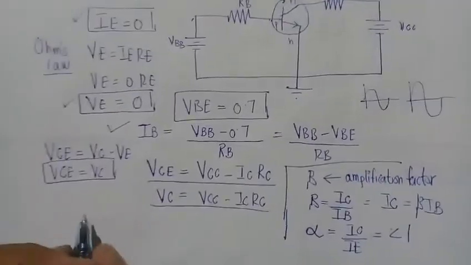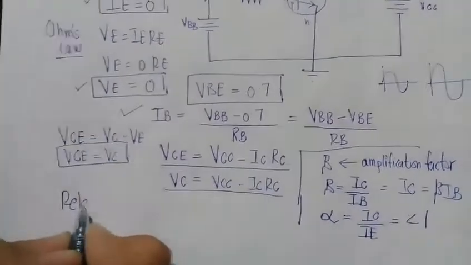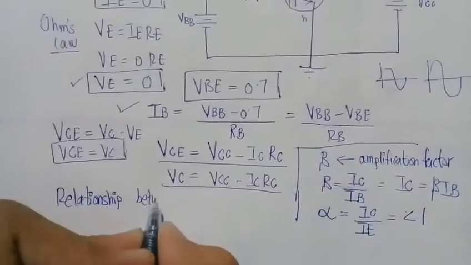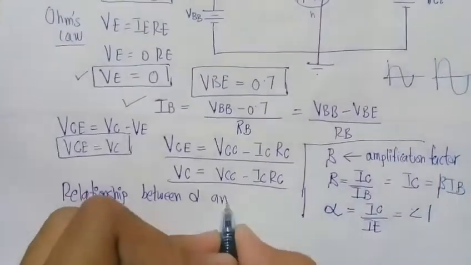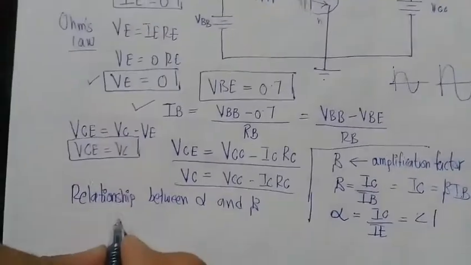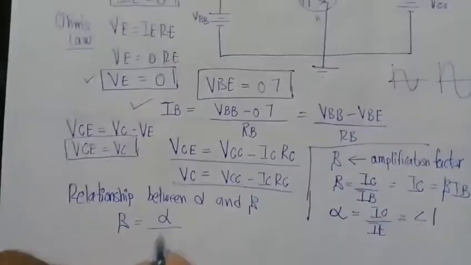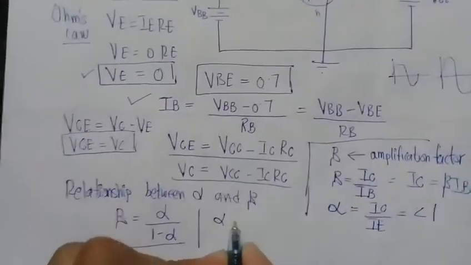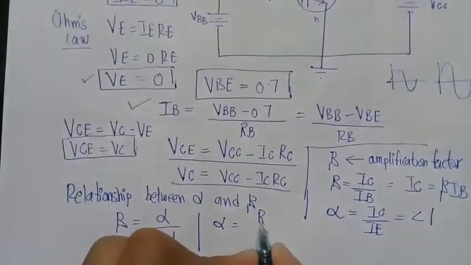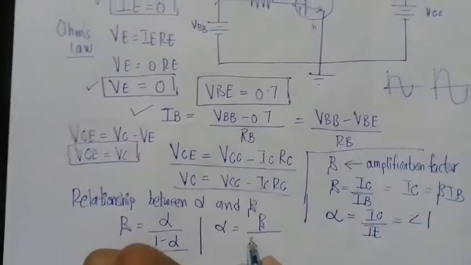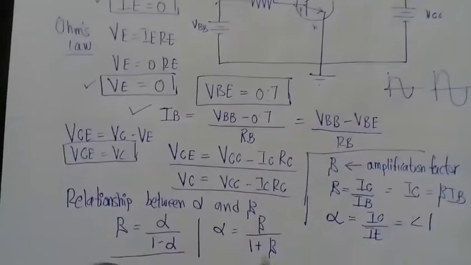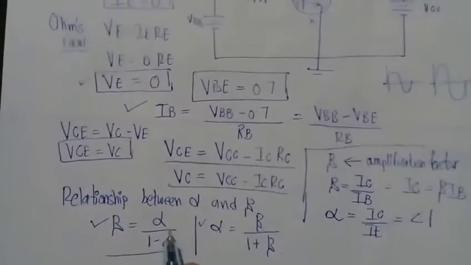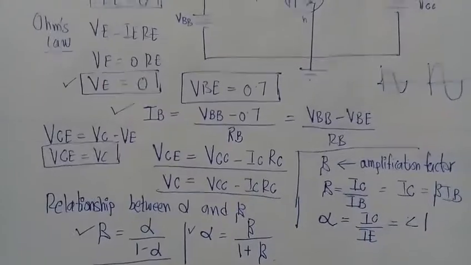And the relationship between alpha and beta: beta will be equal to alpha over 1 minus alpha, and alpha will be equal to beta over 1 plus beta. These are some relationships which we derive between beta and alpha. If alpha is given, you will find beta, and if beta is given, you will find alpha from there.